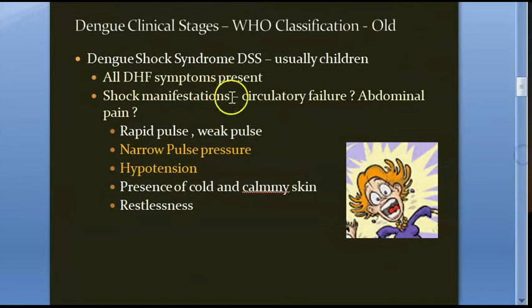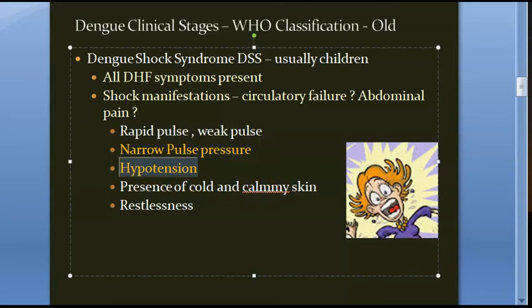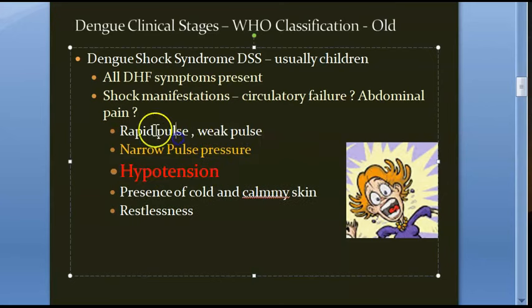Now, what happens in shock? Shock obviously will have hypotension. This you already know. Shock means hypotension, so there will be a rapid pulse, weak pulse, and cold, clammy skin, and there will be restlessness.